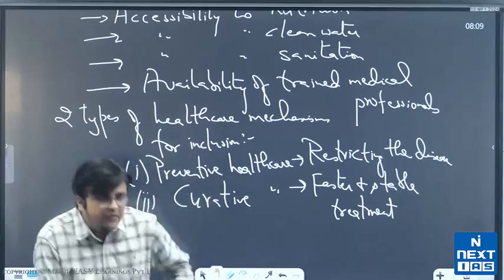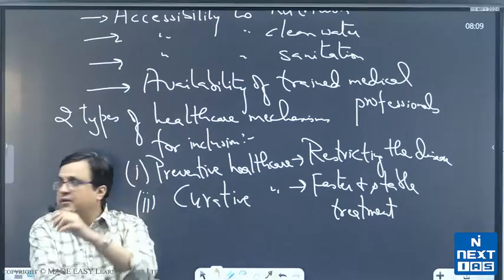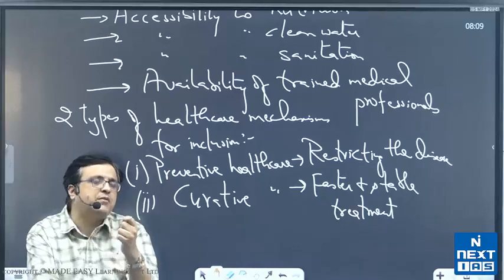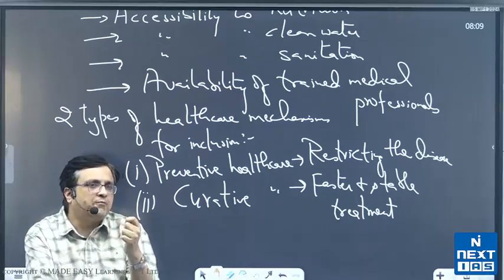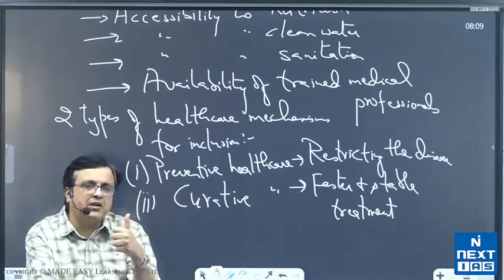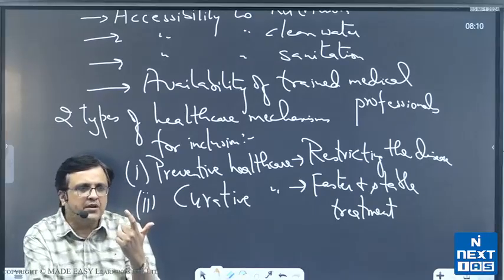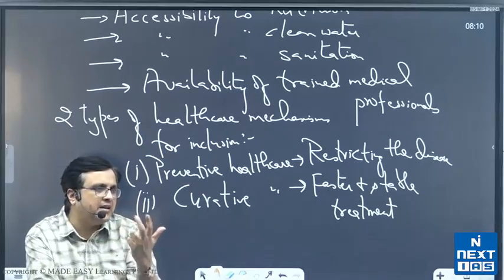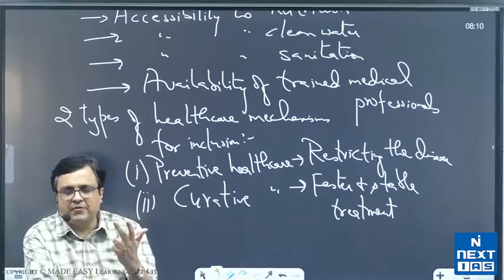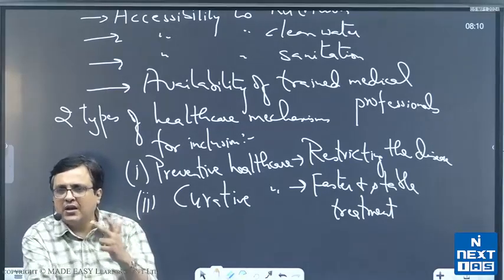So think, when we talk about preventive healthcare, the mechanism of preventive healthcare is, you can give people vaccination, you can make sure that people are nutritioned well, we can make sure that there is proper sanitation and proper facility of clean water and so on.